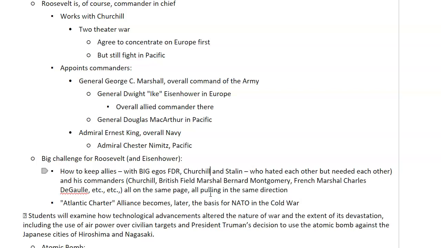You guys know enough, you usually like U.S. history. Patton and Bradley and some of these other characters. He had to keep everybody in place. So it was really like herding cats.